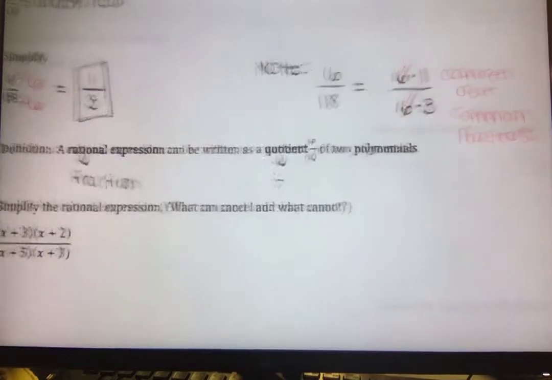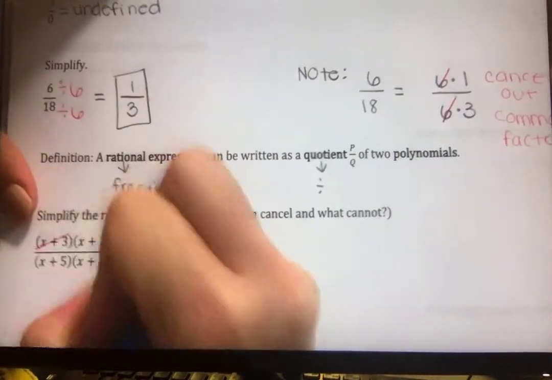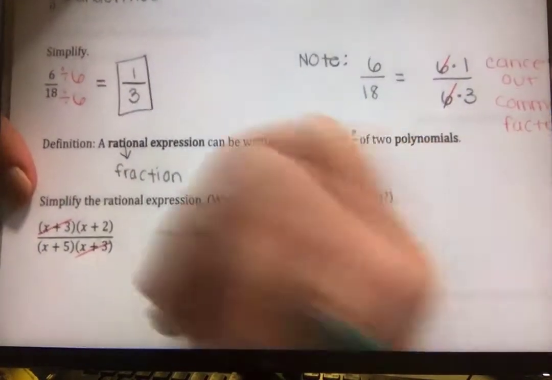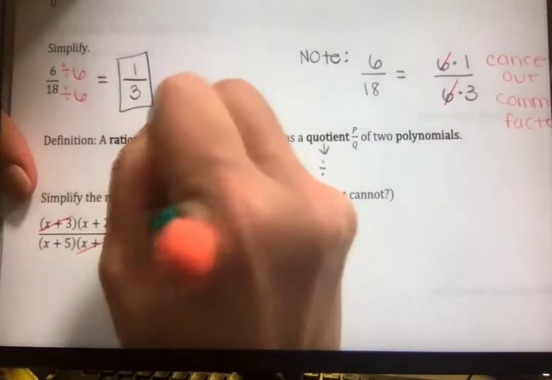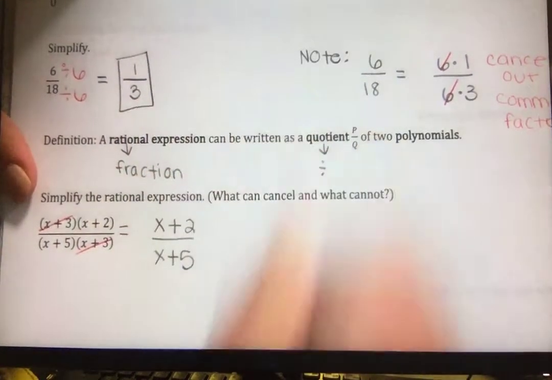All right, so next example, let's simplify the rational expression. What can we cancel and what can we not cancel? If we have x plus 3 times x plus 2 all over x plus 5 times x plus 3, what common factor do they have? X plus 3, so those can cancel out. What's left over up top? X plus 2 all over x plus 5.